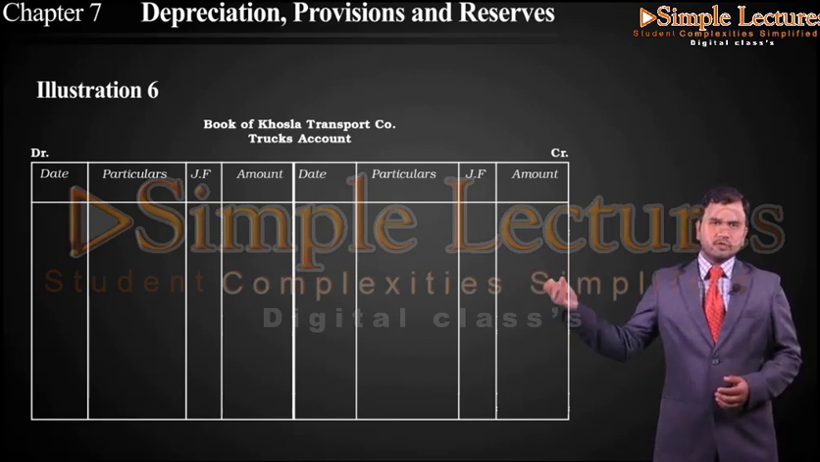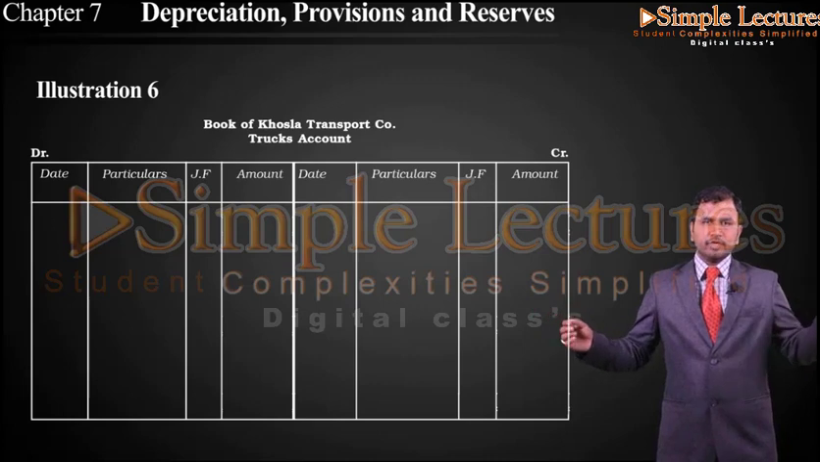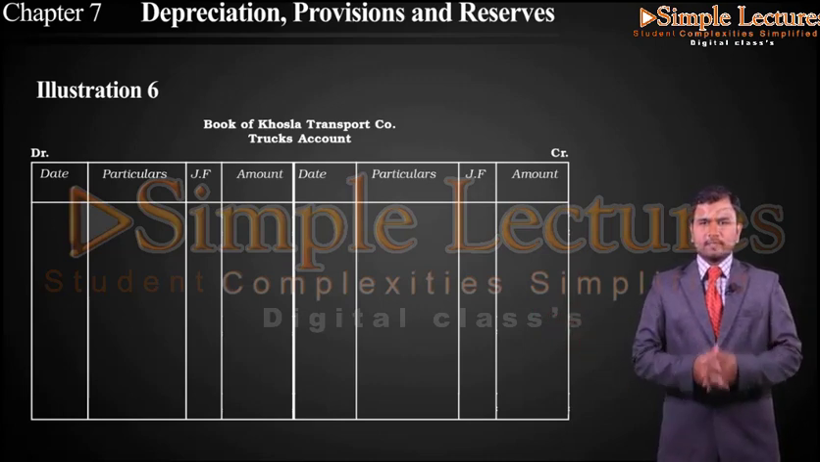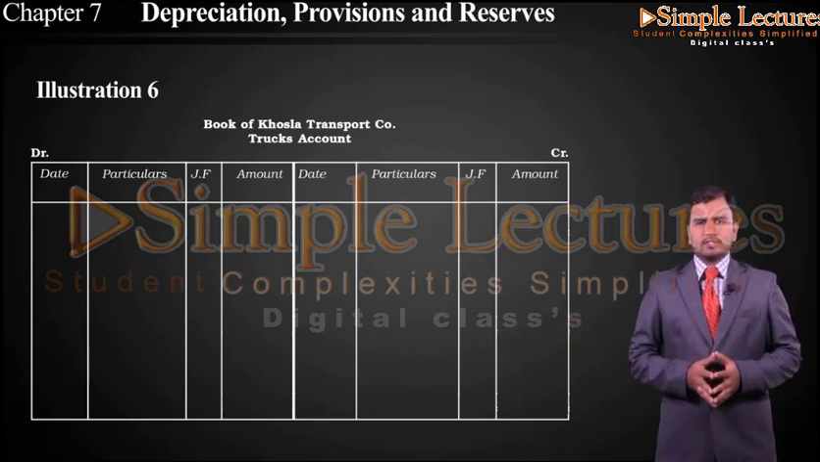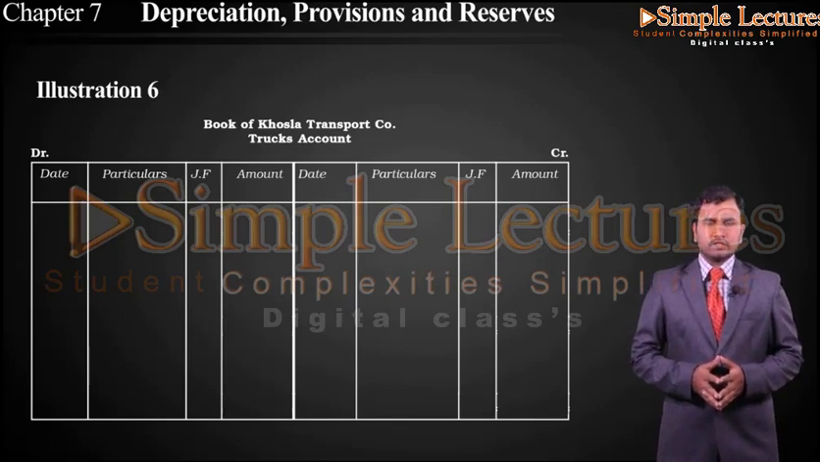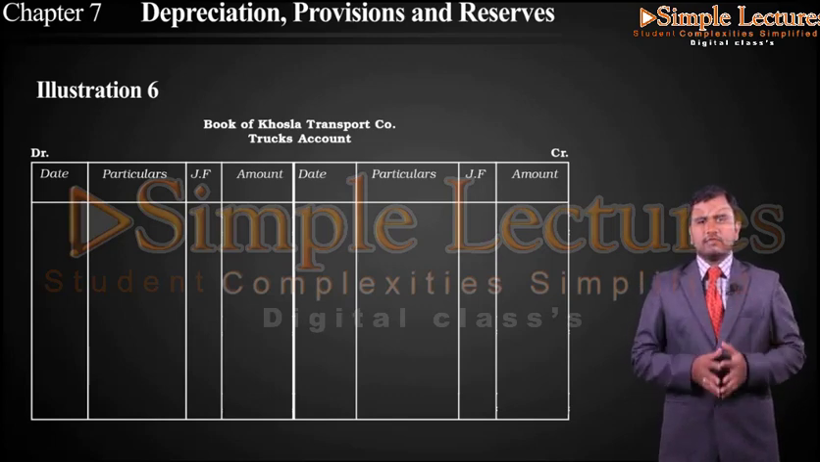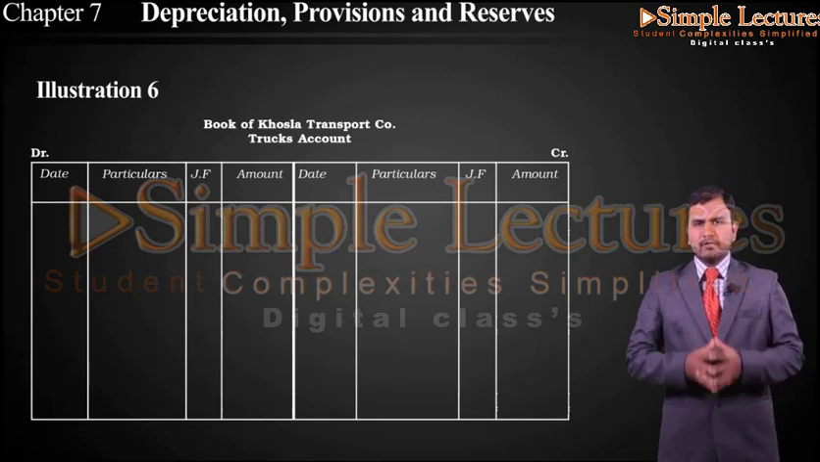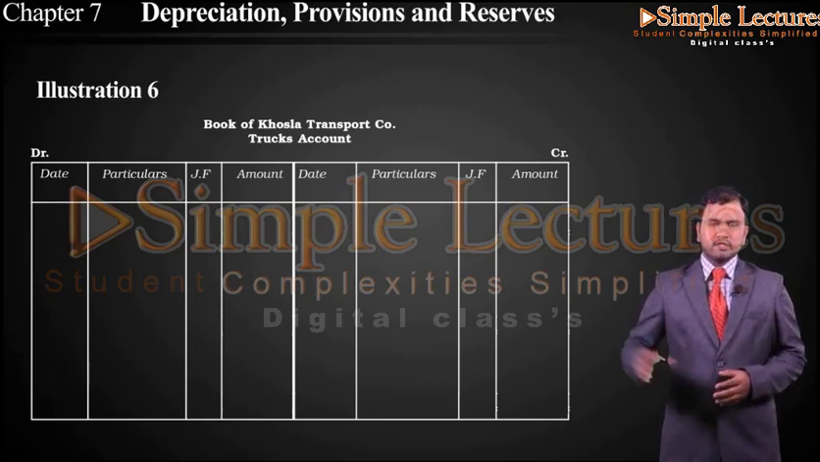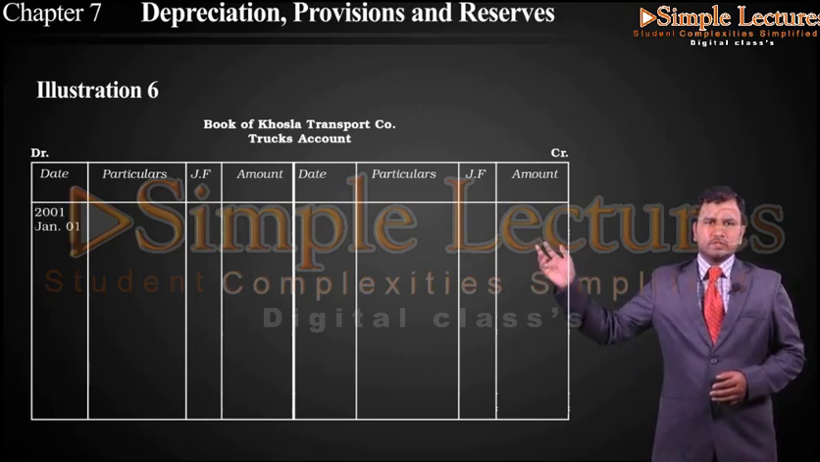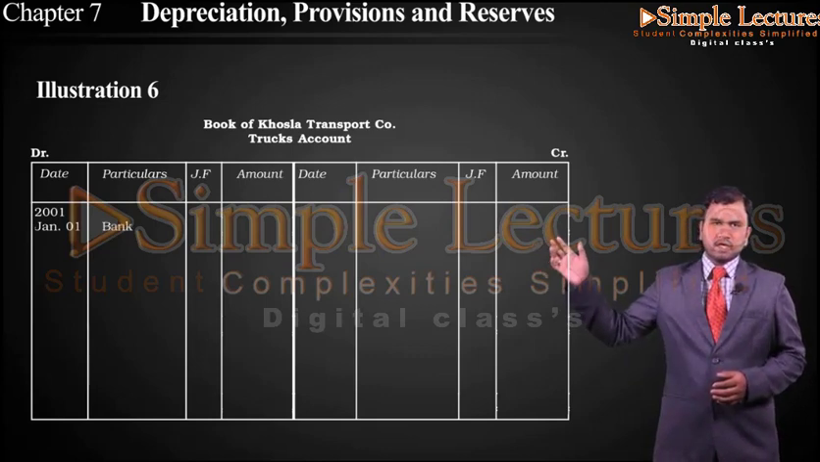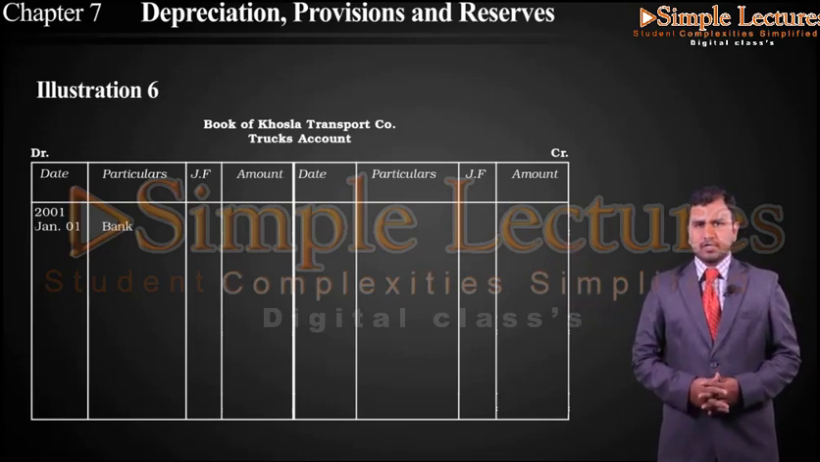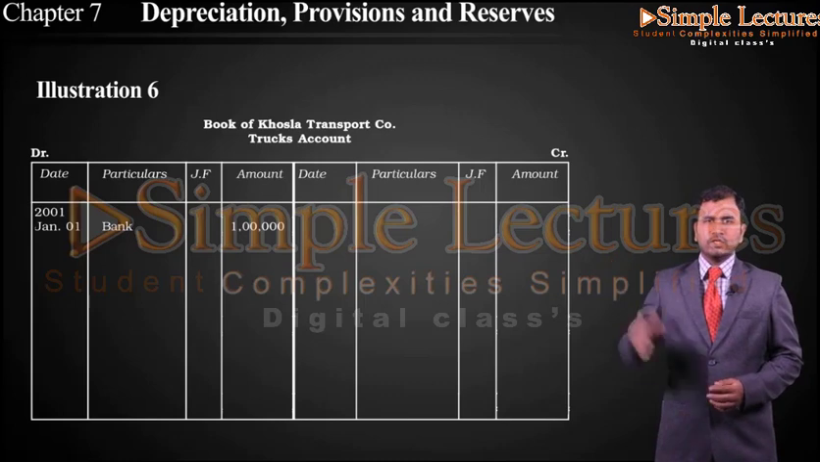Whenever the asset was purchased, it will be debited. Whenever it is sold, it will be credited. So here the asset was purchased for rupees 1 lakh. We have purchased 5 assets costing 20,000 each. So each truck is costing 20,000, and the 5 trucks cost will be 1 lakh. That will be recorded in the debit side. So on the debit side, Jan 1st 2001, bank account, in bracket purchase of truck, and in the amount column 1 lakh.